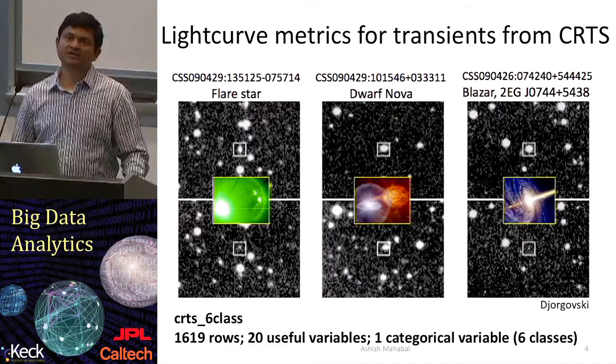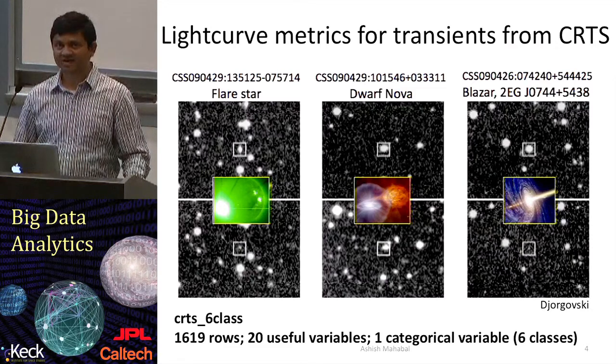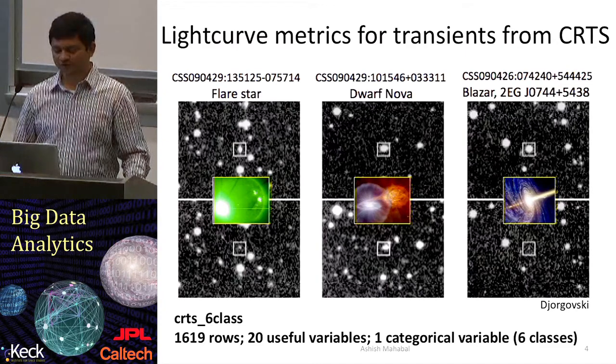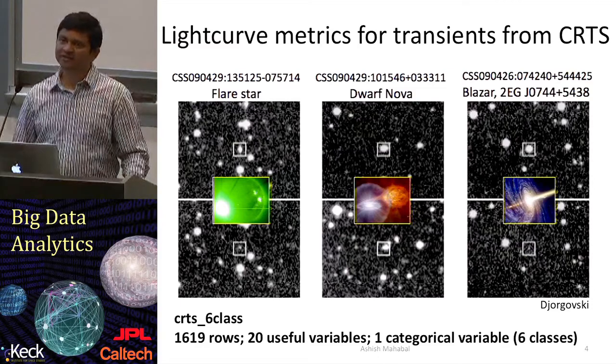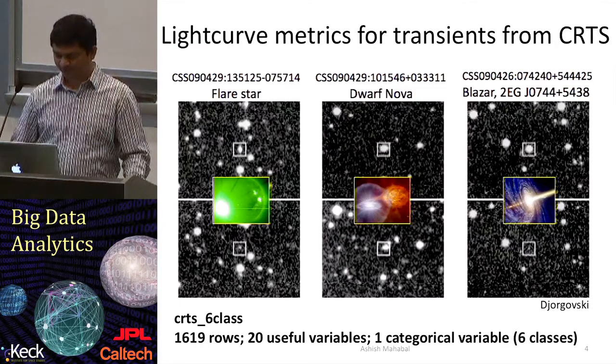That is because this data set has information about 6 different classes, and that is what we'll be using. There are a little over 1,600 rows. There are 20 useful variables, and there is one categorical variable, namely the class or the type of the object.